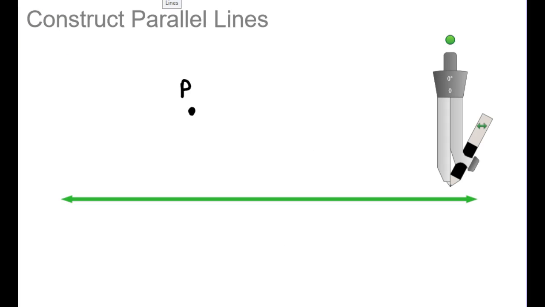The final construction is going to be how to construct a parallel line that goes through a given point. So we have the green line that we're going to construct a line parallel to and go through point P. First thing I need to do is construct a ray that goes from our given line through point P. Alright, so we have this given ray.